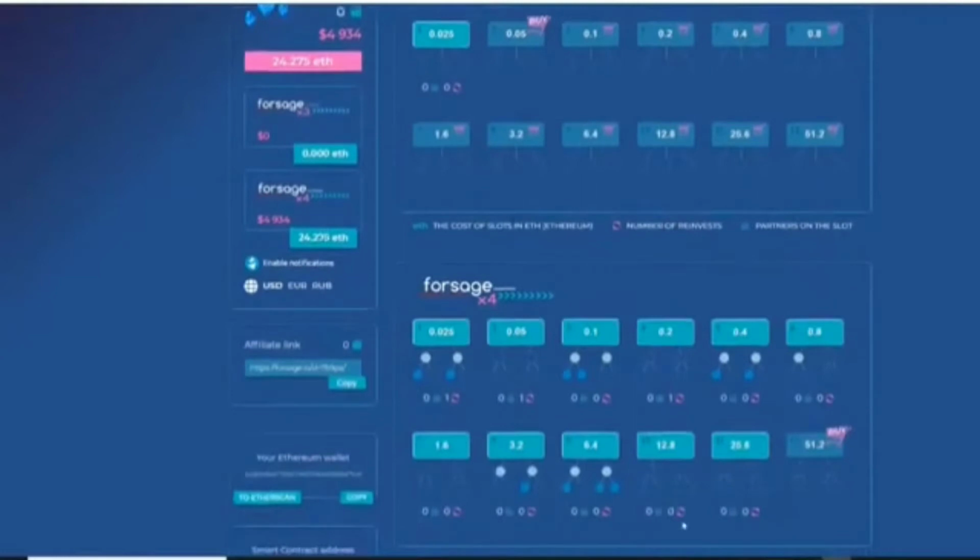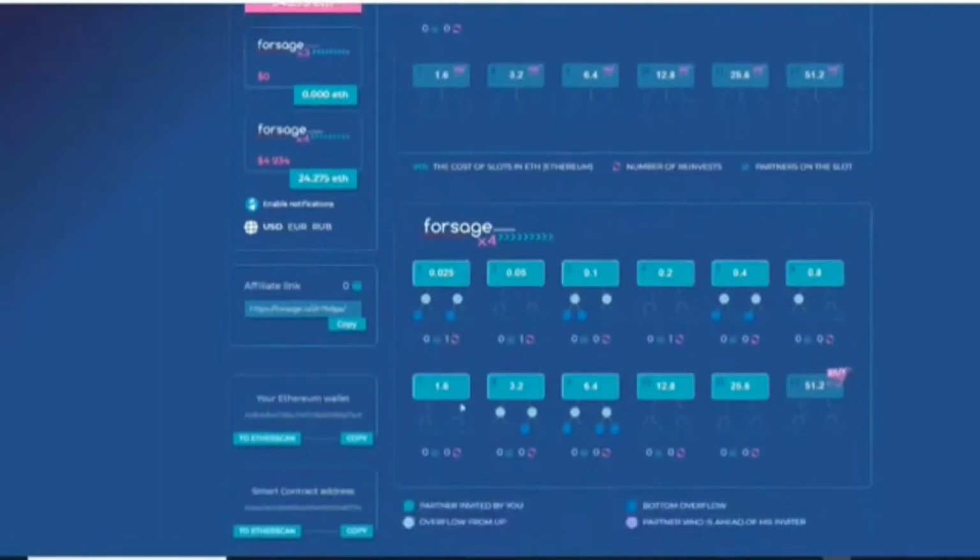And you can identify the spillover right here in the Forsage X4 matrix as gray and blue circles. Okay, and he has a lot of these gray and blue circles that appear here and fill the matrix, and on each one of these spots, the spot number 3, 4, and 5, he earns income directly into his wallet.